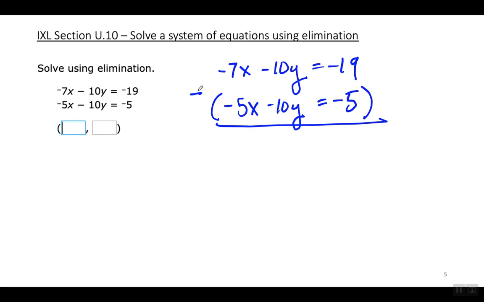All right? So when I go to subtract this, it's going to be -7x minus -5x. Those two negatives become a positive. So -7x plus 5x is going to give me -2x. Okay, -10y minus -10y will become -10y plus 10y, which cancels out because it gives you 0. And -19 minus -5 is going to become -19 plus 5, which gives you -14.